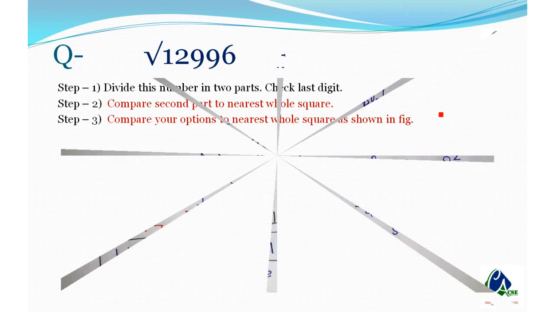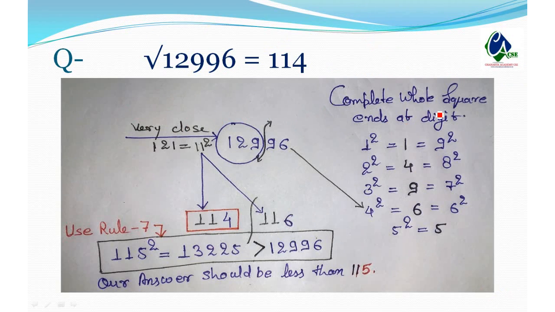See the complete process in the figure here. You just divide this number in two parts, 96 and 129. There are only two numbers, 4 and 6, that have a square ending with 6. Now compare this number to the nearest whole square. You get 11. Now you have two options, 114, 116.